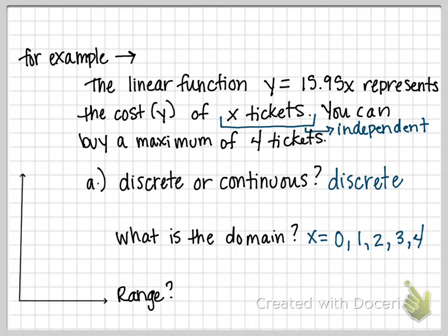So then, what is the range? If this is our domain, let's graph these. So yes, Zegan, if we put this is tickets. This is our x, and then this is our cost. If you buy 0 tickets, how much do you pay? $0. Okay, so we'll have a point here at 0, 0. If you buy 1 ticket, what'd you pay? $15.95. Good.